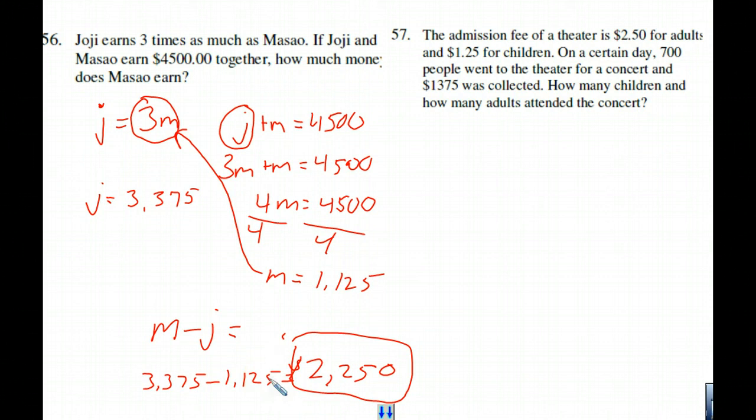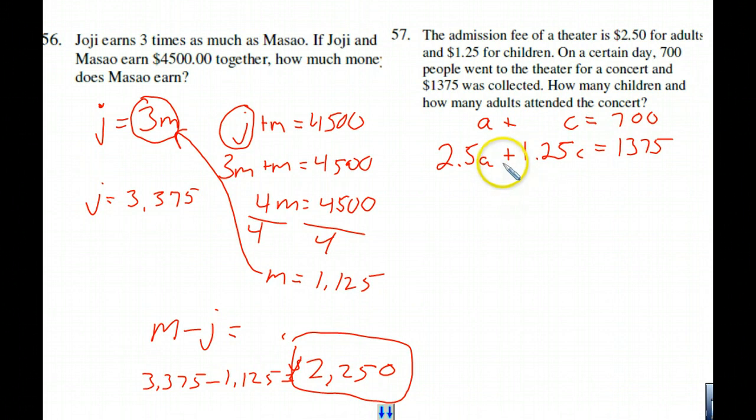Let's see here, 57. Admission fee of a theater is $2.50 for adults, $1.25 for children. On certain days, 700 people went to the theater and $1,375 was collected. So I know that 2.5 for adults plus 1.25 for children all added up to 1,375 with a total of 700 people that attended. So you can see how it's very similar to previous problems.